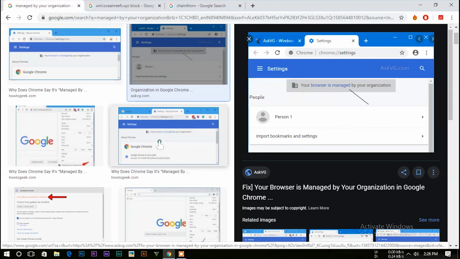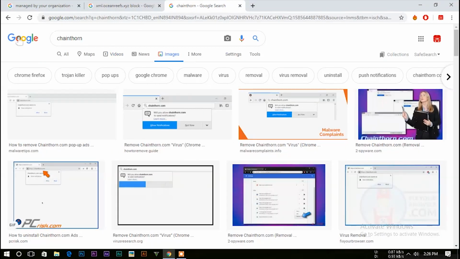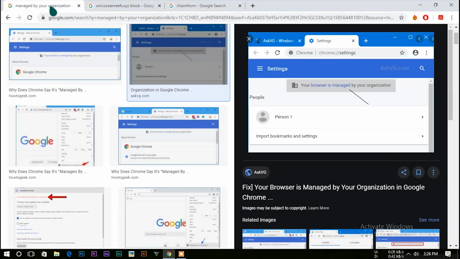So I researched some more and I found out that this chainthorn is the one that hijacked my computer, my browser. Actually I have no other problems in my computer, only the browsers. So I tried different methods and nothing worked out for me. Even the Hitman Pro I used didn't give me much result. So I kept searching for another option.